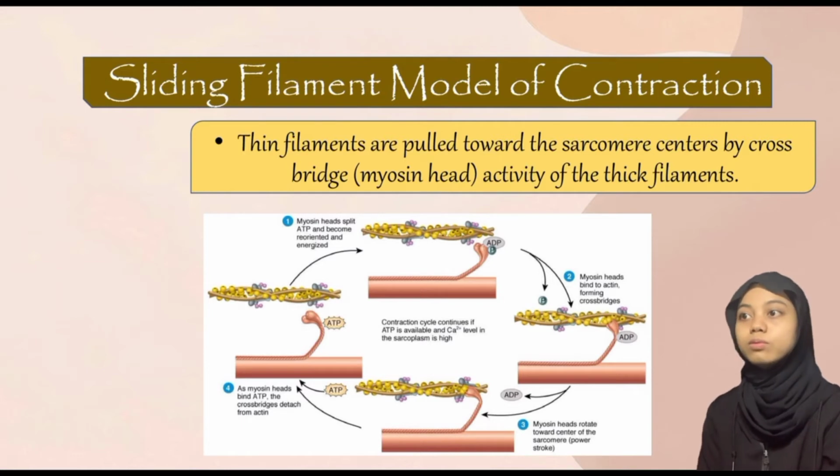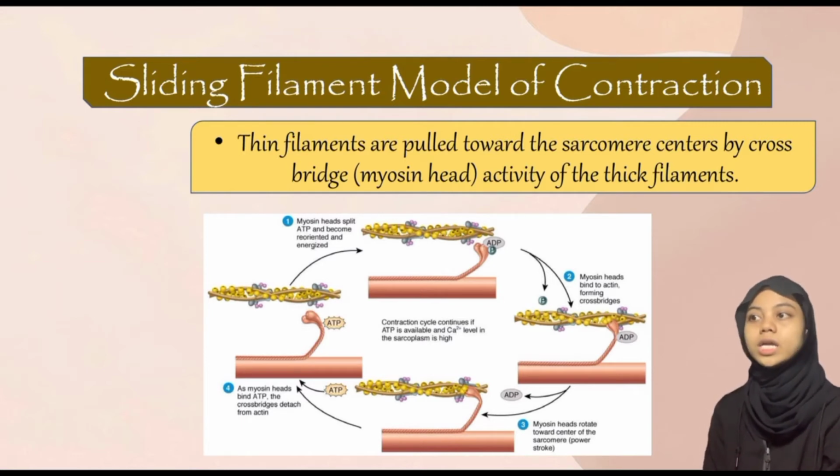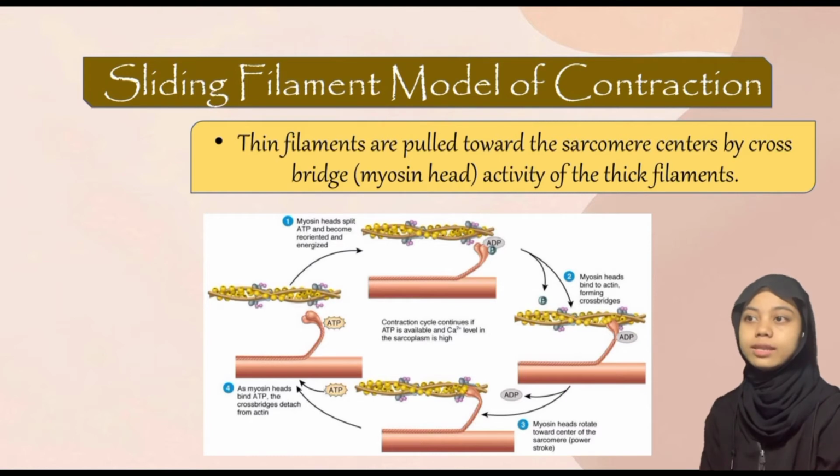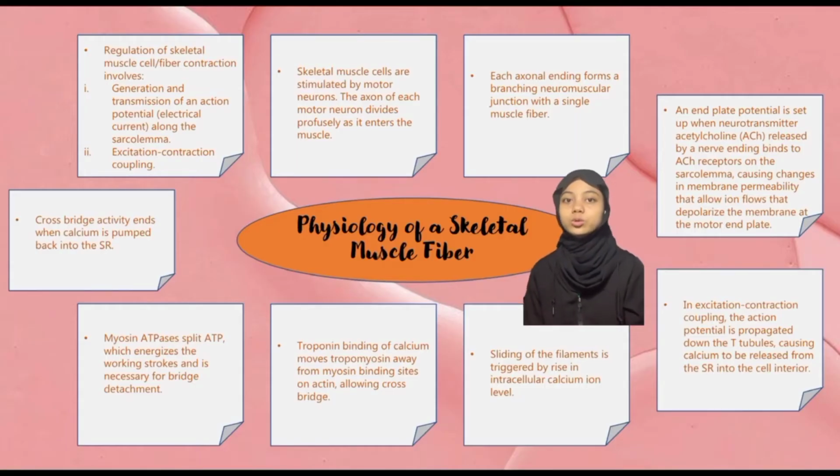Thin filaments are pulled toward the sarcomere centers by cross bridge activity of the myosin heads of the thick filaments. So next we go to the physiology of skeletal muscle fiber. First, regulation of skeletal muscle cell or fiber contraction involves first, generation and transmission of an action potential electrical current along the sarcolemma. Second, excitation-contraction coupling. Next, skeletal muscle cells are stimulated by motor neurons.